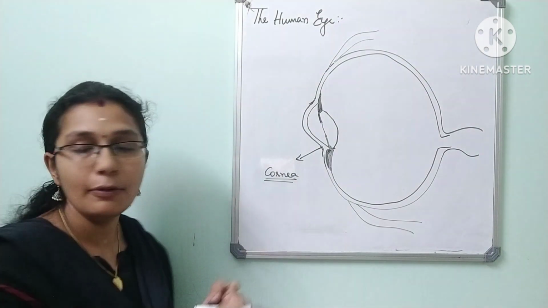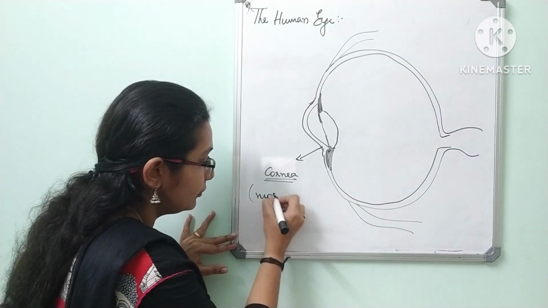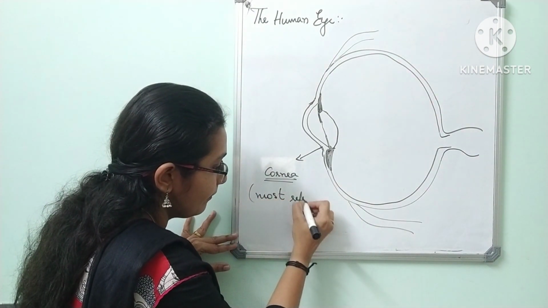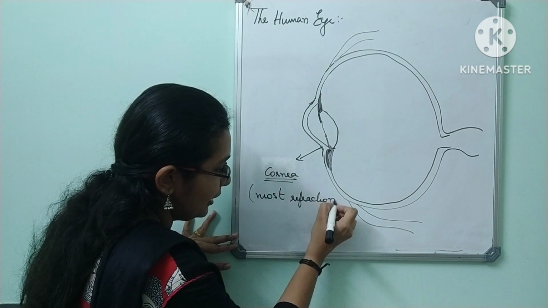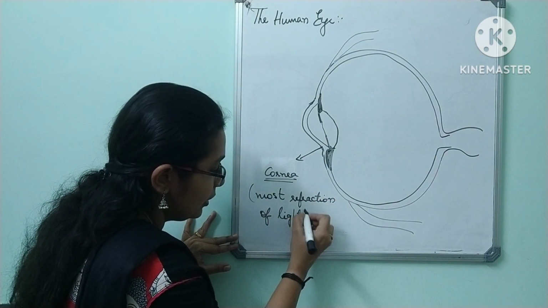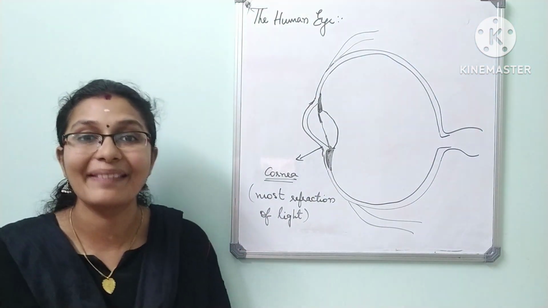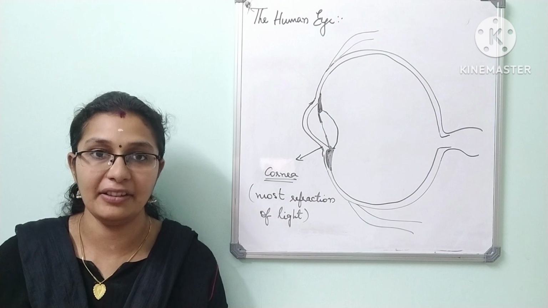So what is the function of this cornea? Most refraction of light takes place in this cornea. So what this cornea does is it refracts most of the light entering the eye.